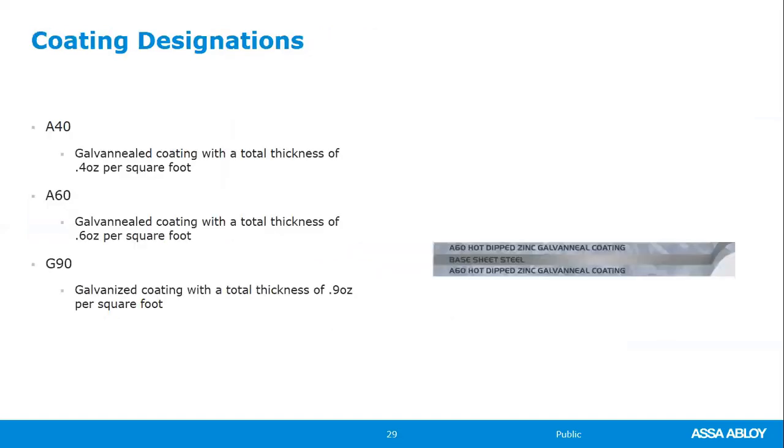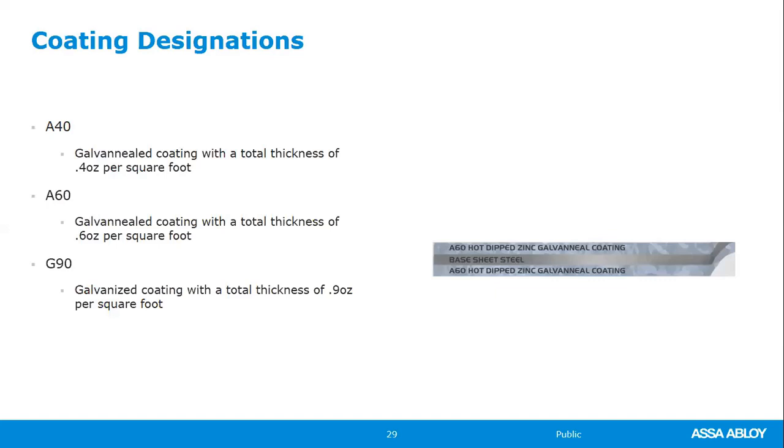Here, it just gives you the coating designation. So we talked about the A and the G, because the G is going to be your galvanized, the A is your galvannealed material. Then we come down to the coating weight. So the A40, the A60, or the G90, basically this is telling you how much zinc per square foot of material you have on both sides of the steel.